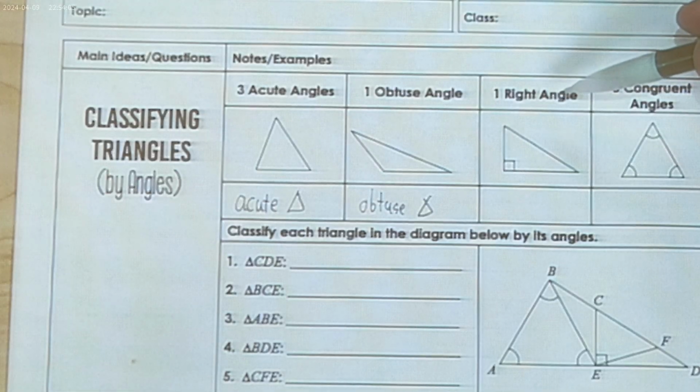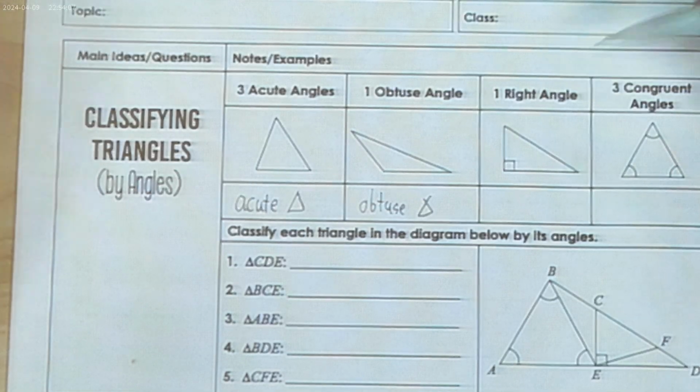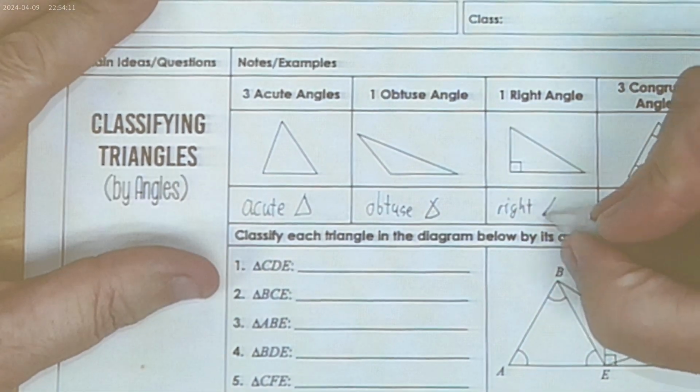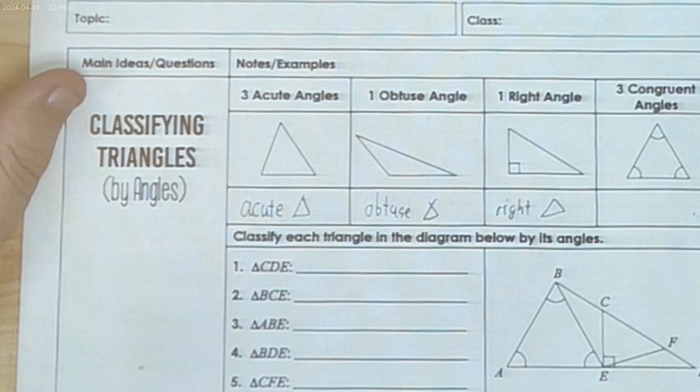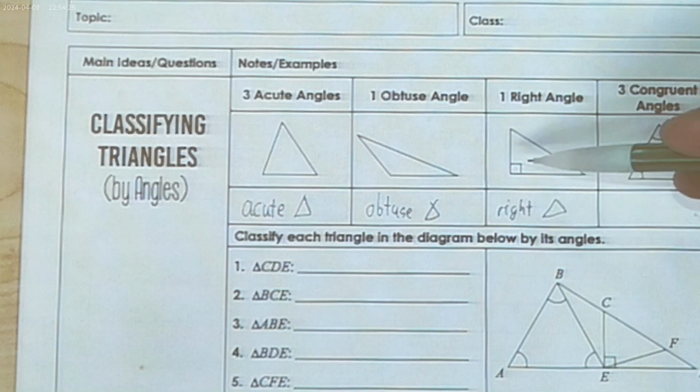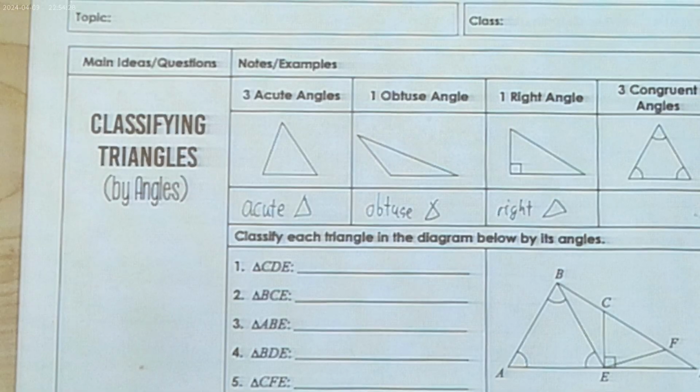If you have one right angle in a triangle, then it is known as a right triangle. And much like the obtuse angle, you can only have one right angle in a triangle because triangles, again, have only 180 degrees of interior angle measurements, and the right angle is 90 of them. So you can't take another 90, because then you'd have a weird looking straight line.